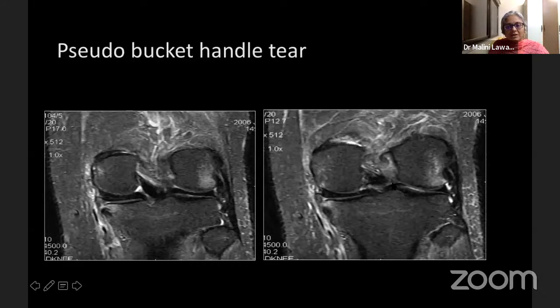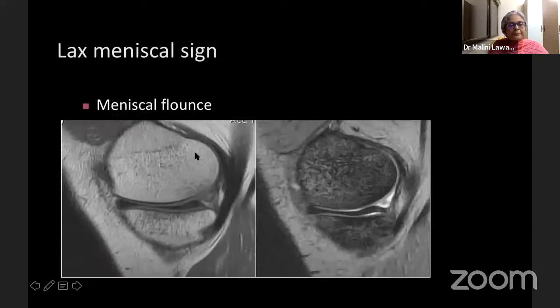Sometimes you see something like this and you wonder, is this a bucket handle tear? But that's nothing but the root. The root, because it's a C shape, is curving inwards. So then it's only seen in one section and the body is completely normal. And sometimes you may have a meniscal flounce. The meniscus may look a little wavy. So that's just a normal variant appearance and not a tear.